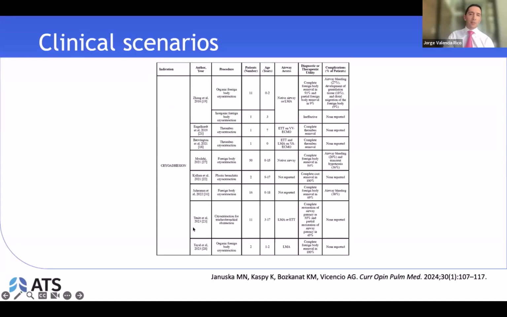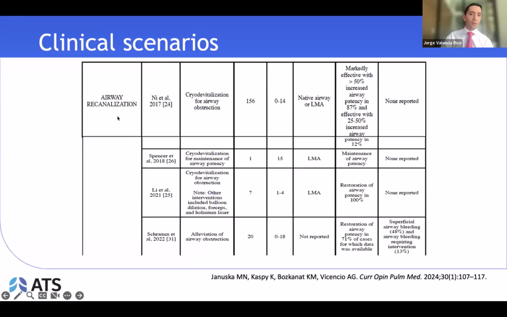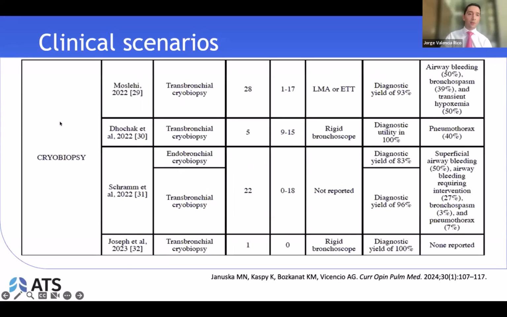Now, even though pediatric pulmonology still lags behind adult interventional pulmonology, this paper does a great job highlighting all the work done in the pediatric community. What I like about this paper is how they divide it by properties. Here you can see the cryoadhesion indication, and there are about 8 papers, and you have the ages and complications. If you talk about recanalization, same here. There is evidence supporting that this is being done more commonly in the field of pediatrics, and for cryobiopsy as well. There are papers supporting the use of cryotherapy, both for endobronchial and transbronchial cryobiopsies.